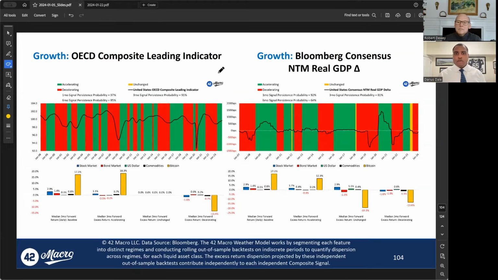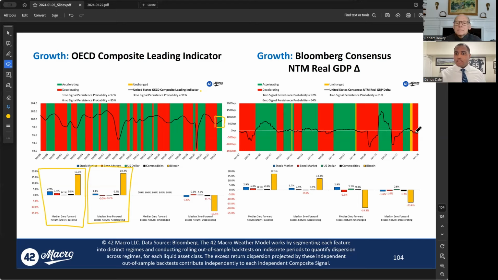These are the two component features that we use to identify where growth is, where the trend of current growth is, and where it's likely headed over the next 12 months. Right now we're in a positive, or accelerating, regime for the OECD composite leading indicator. And that historically has produced positive excess returns for risk assets. What you see here in the second half of the chart are excess return back tests relative to a rolling 3 month forward baseline of returns in these particular asset classes. You're typically getting positive excess returns for stocks, commodities, and Bitcoin when growth's accelerating, and negative excess returns relative to that baseline for the bond market and the US dollar when growth is accelerating.